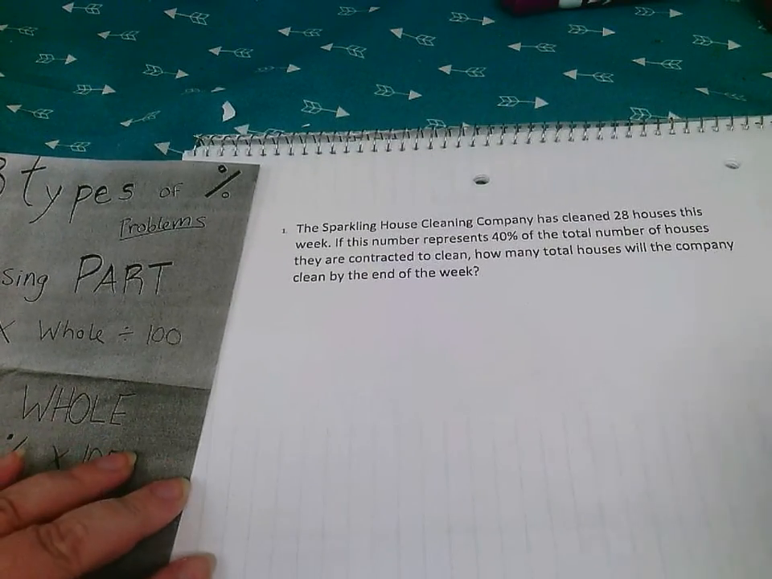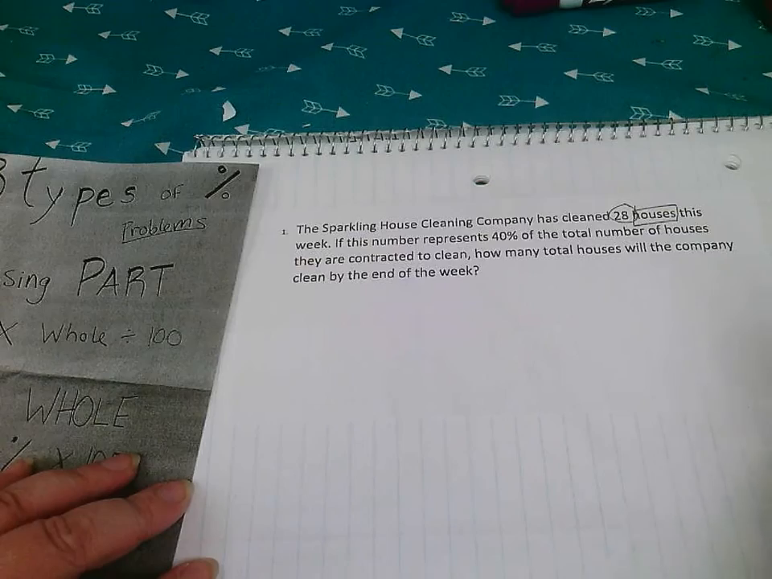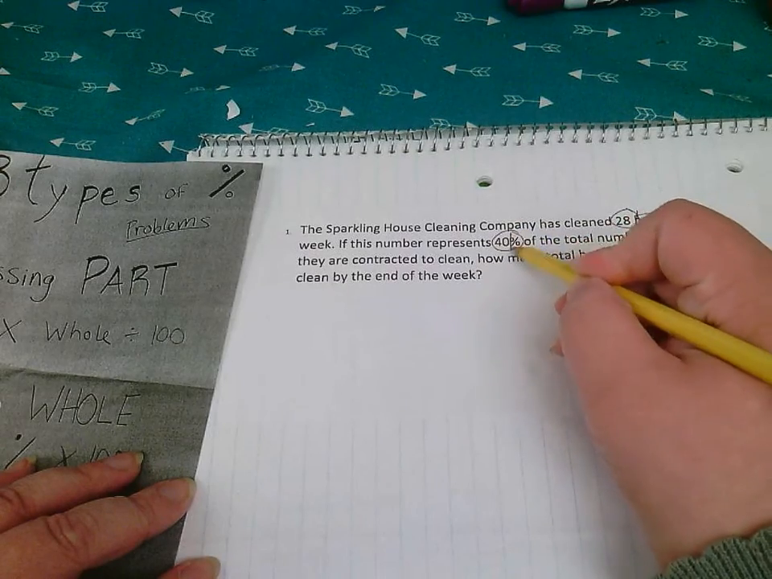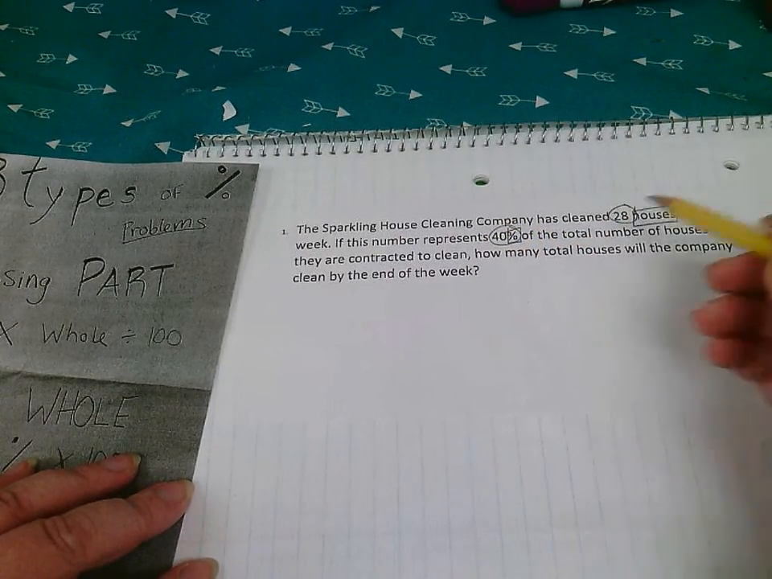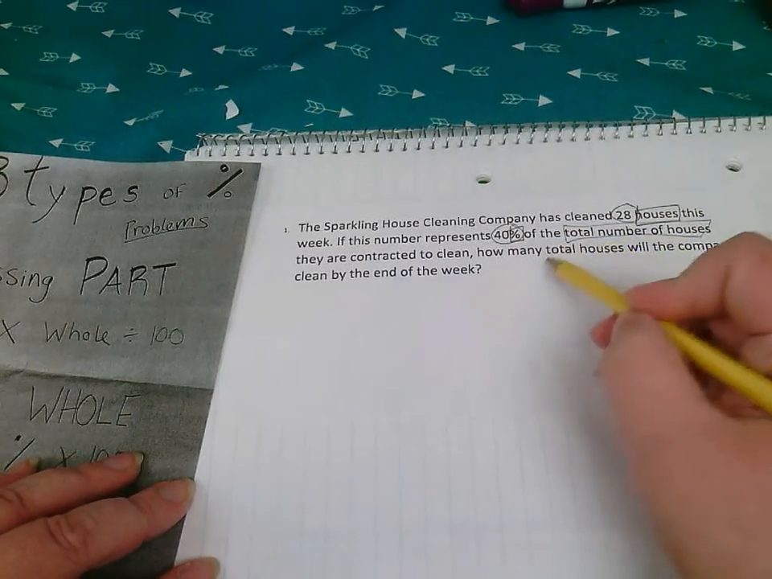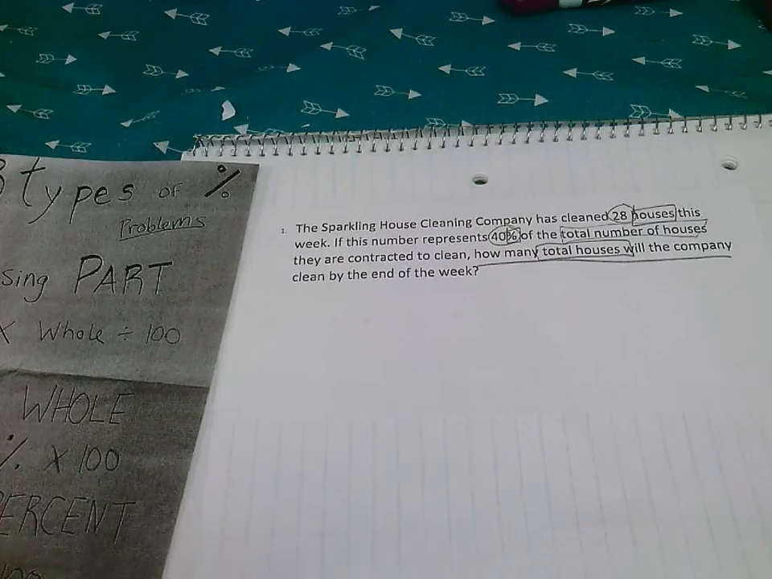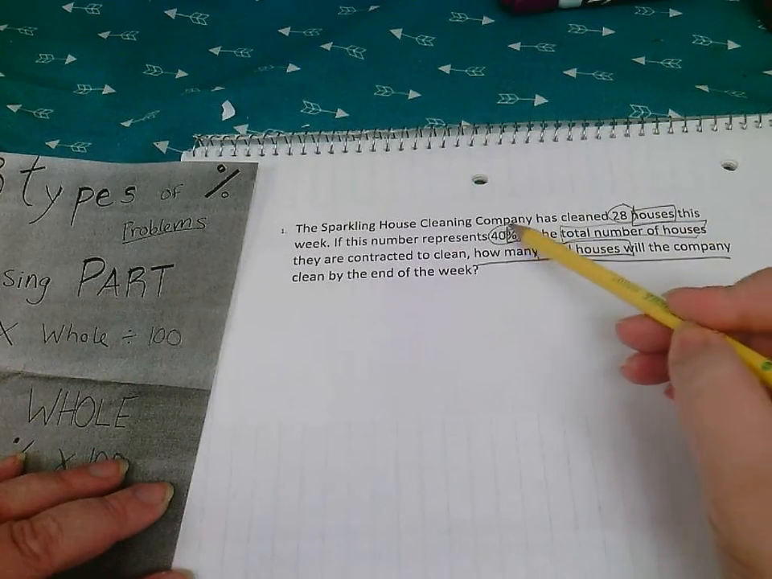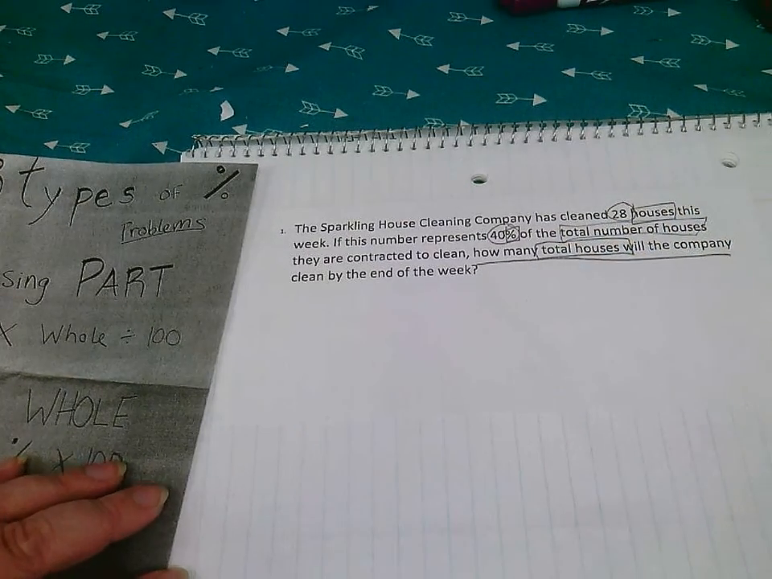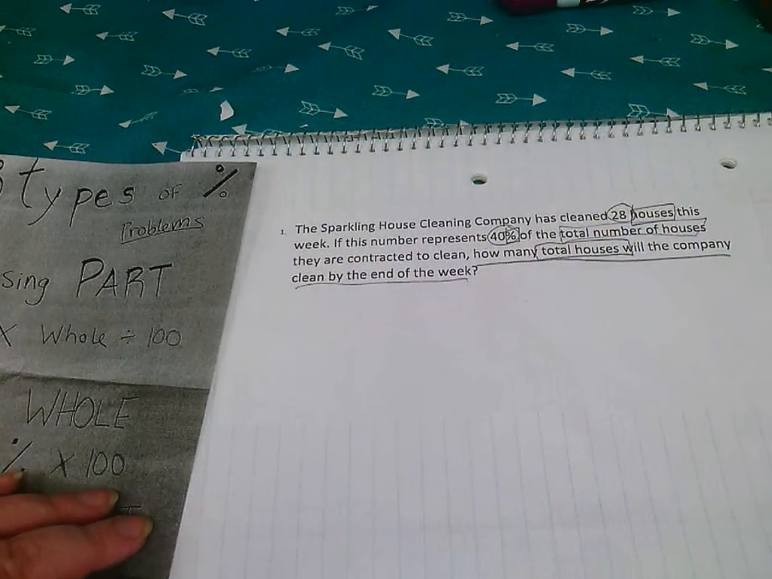It says the Sparkling House Cleaning Company has cleaned 28 houses. There's some important information: this week. If the number represents 40% of the total number of houses they are contracted to clean, how many total houses will the company clean by the end of the week? So I have my numbers circled, I boxed some key information, and I underlined my question. How many total houses will the company clean by the end of the week?